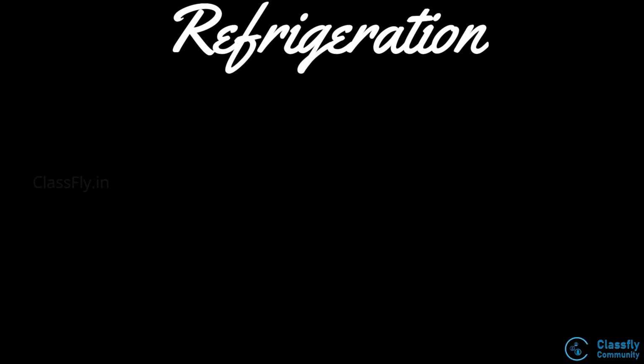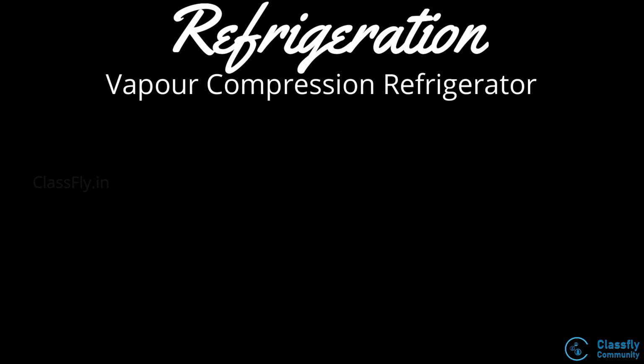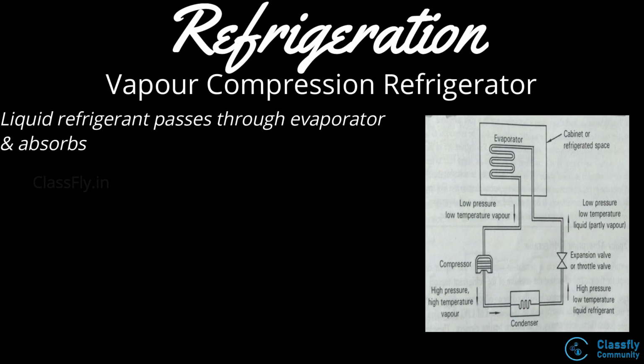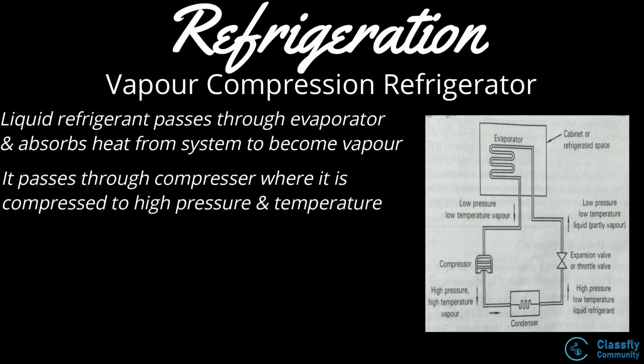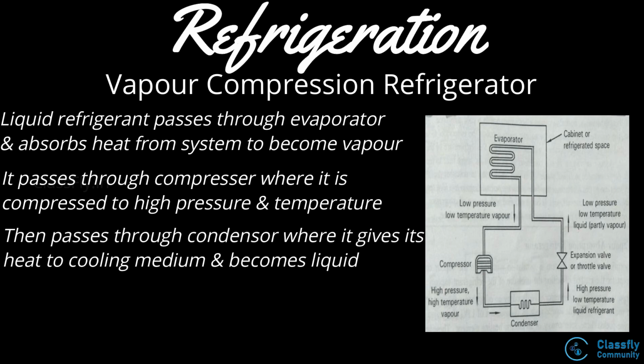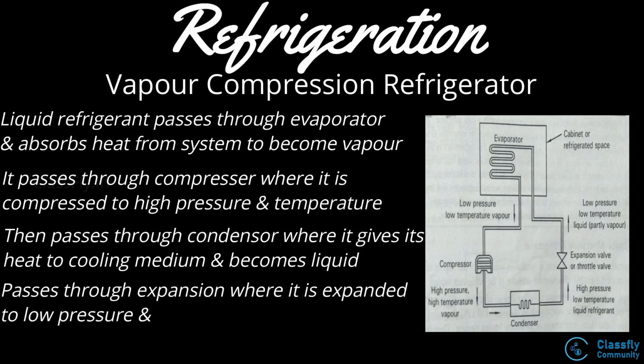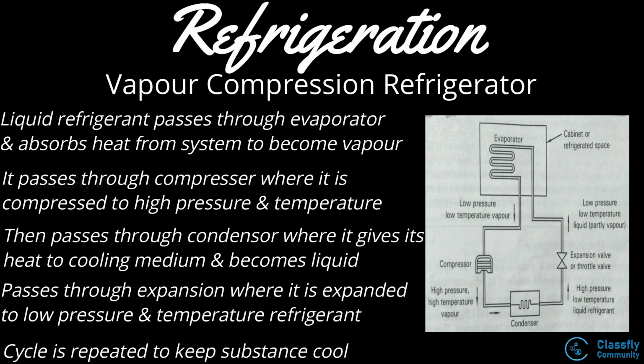Then we studied about the working of a vapor compression refrigerator, where a liquid refrigerant passes through the evaporator and absorbs the heat inside the cabinet, goes into the compressor where it is compressed to high pressure and temperature, then passes through the condenser where it is condensed into liquid state and hence gives away the absorbed heat into the cooling medium, and then again passes through the expansion valve where it is expanded back to low temperature and low pressure liquid refrigerant. The cycle continues in order to keep the substance cool.